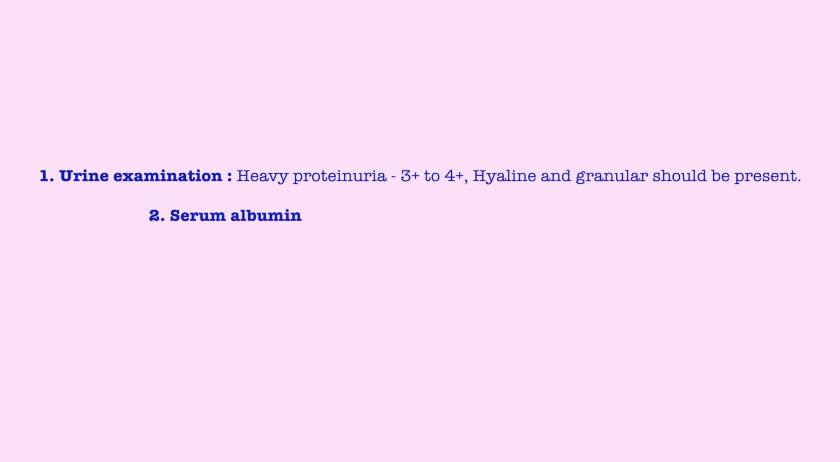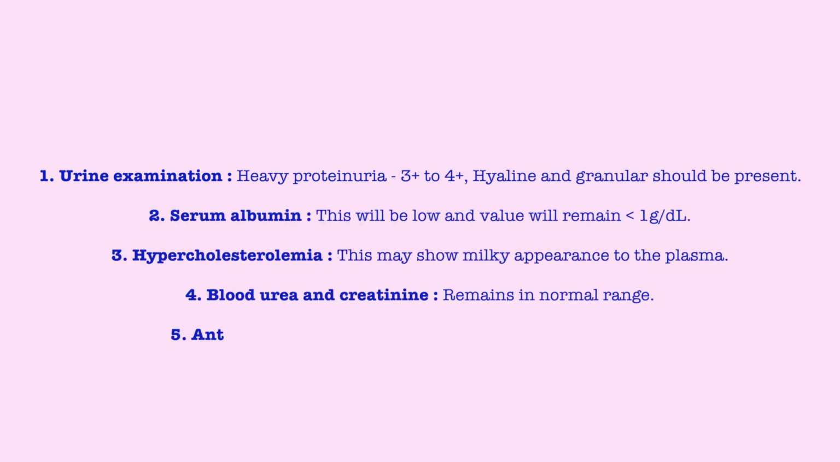Urine examination: heavy proteinuria, 3+ to 4+, hyaline and granular casts should be present. Serum albumin: this will be low and the value will remain less than 1 gram per deciliter. Hypercholesterolemia: this may show a milky appearance to the plasma. Blood urea and creatinine remain in the normal range. Antibody titer: IgG will decrease but IgM will be elevated.